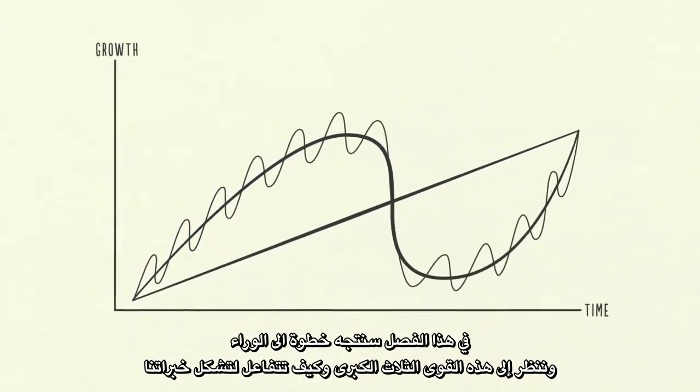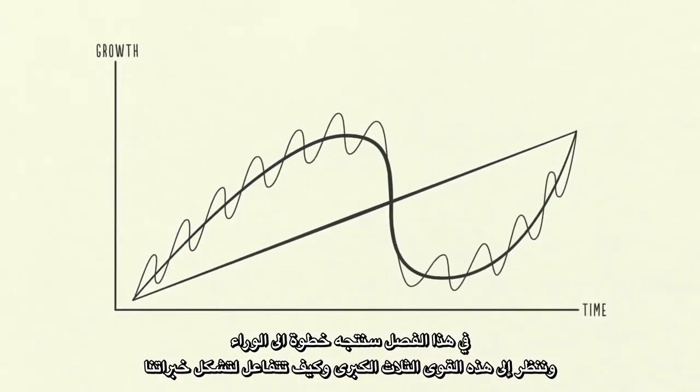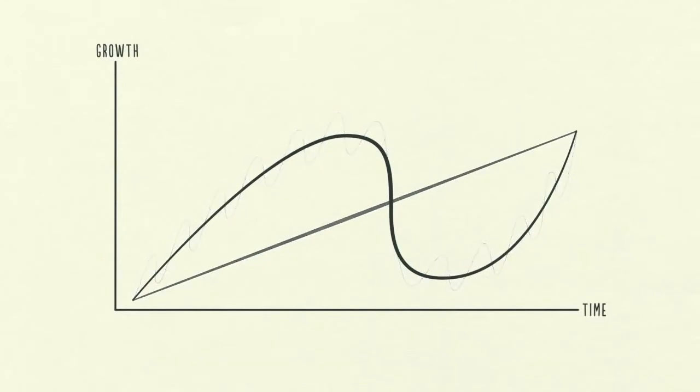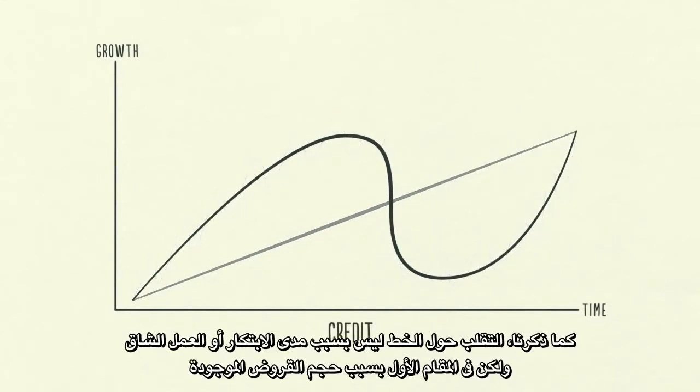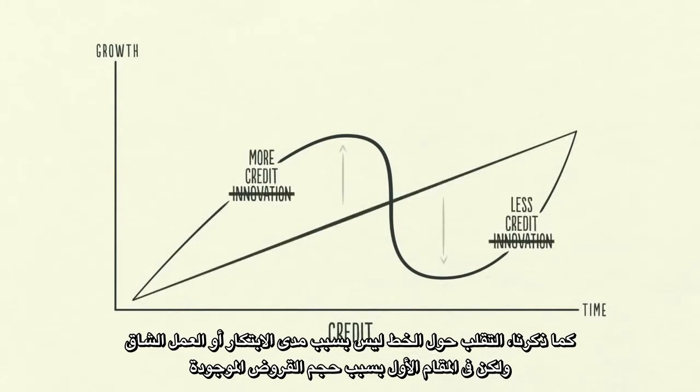In this chapter, we're going to step back and look at these three big forces and how they interact to make up our experiences. As mentioned, swings around the line are not due to how much innovation or hard work there is. They're primarily due to how much credit there is.